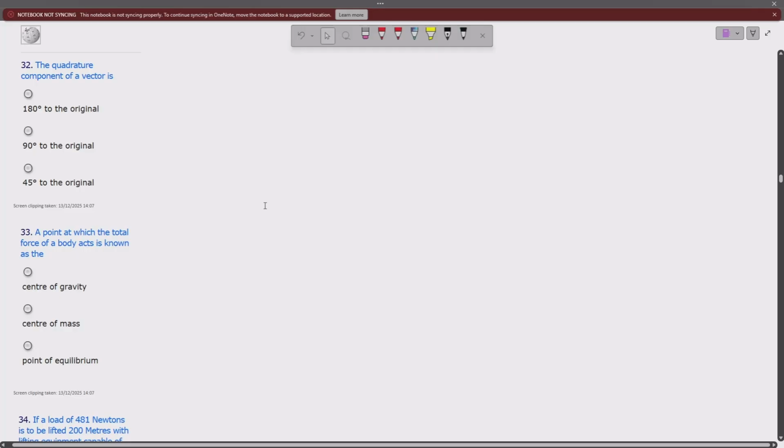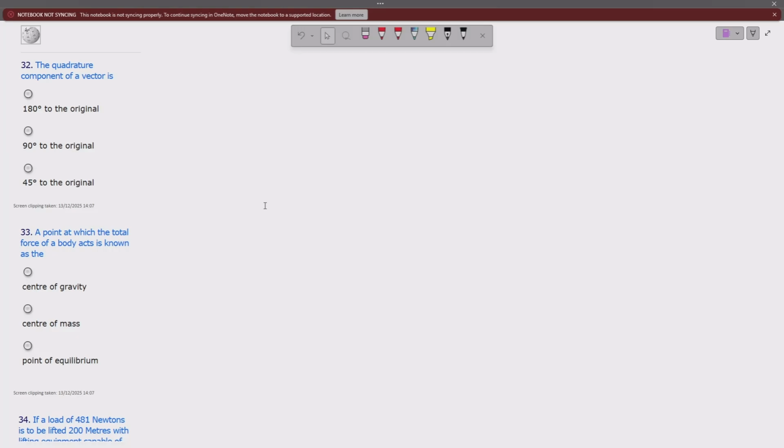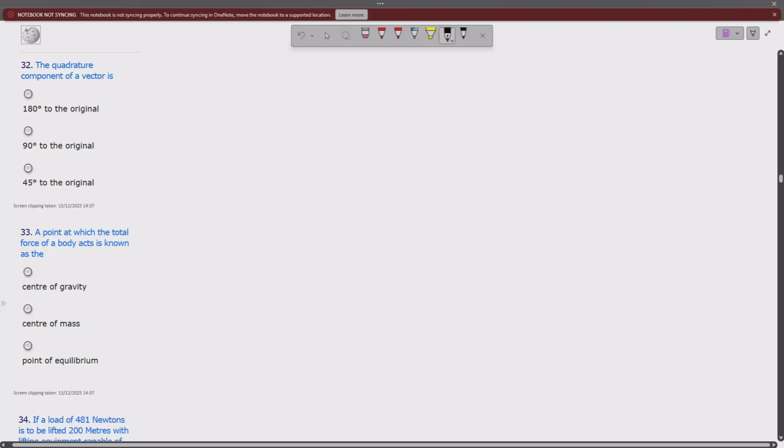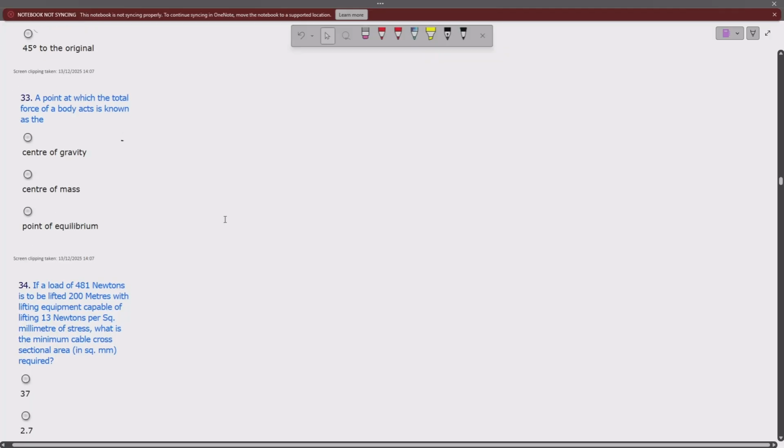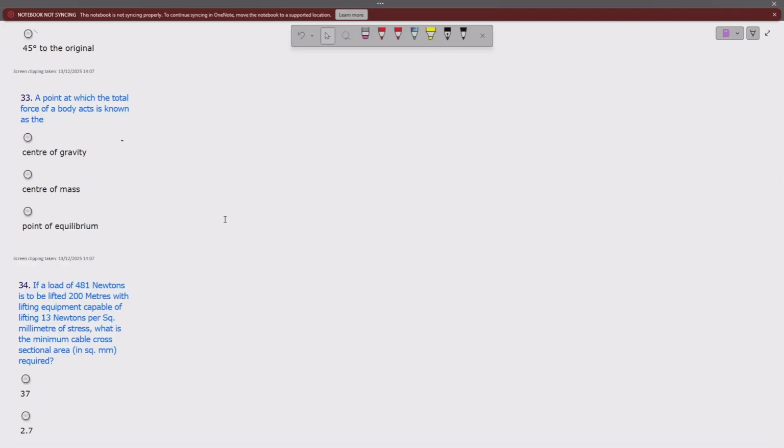(32) The quadrate component of a vector is 90 degrees to the original. (33) A point at which the total force of a body acts is known as the center of gravity. Center of gravity.